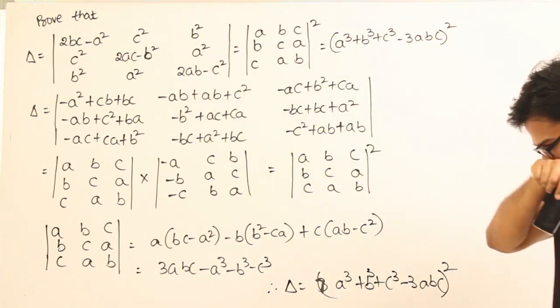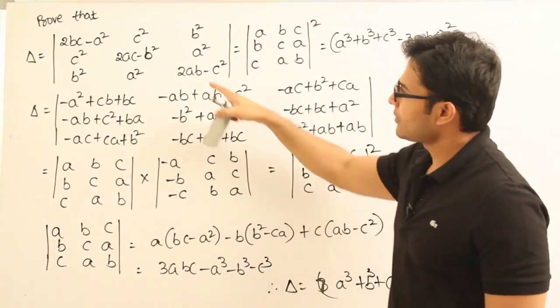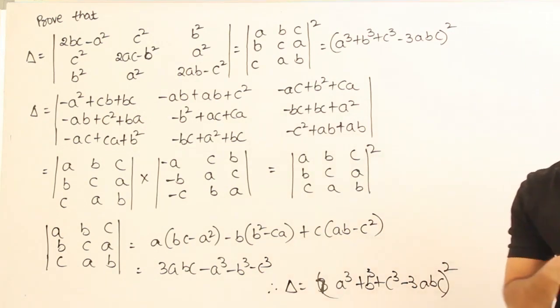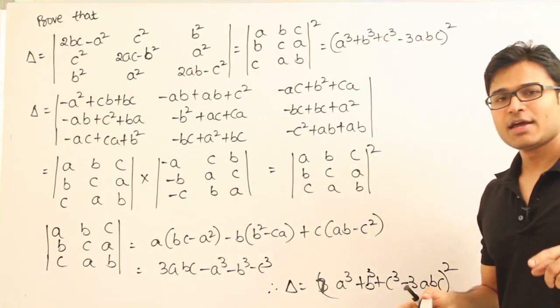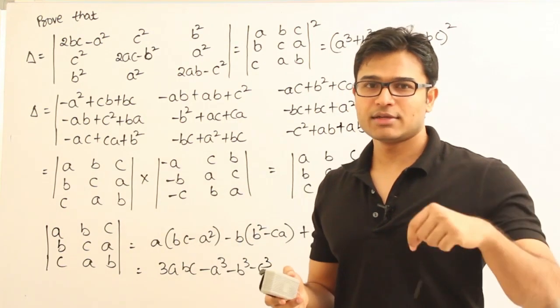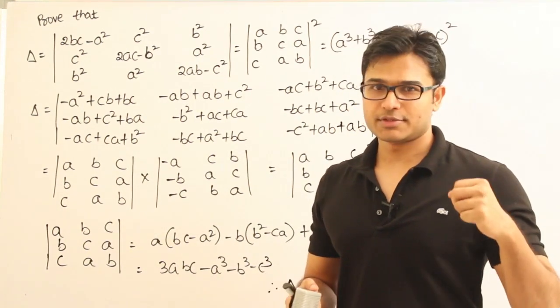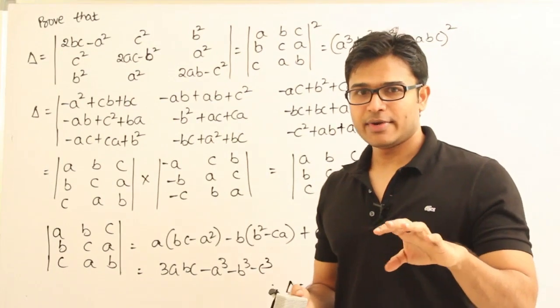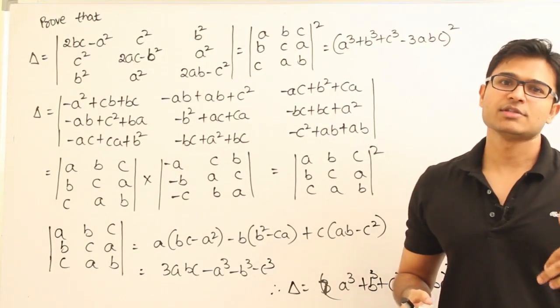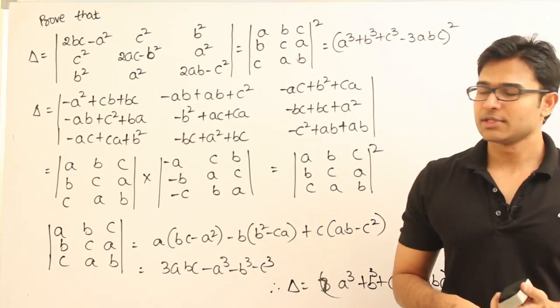Okay, so what I'll try to do is write every term. Whenever we have to write it as a product of two determinants, you have to see that every element is actually a sum of three terms, and every term is a product of two terms. Every element should be written as a sum of three terms, and every term should be written as a product of two terms.